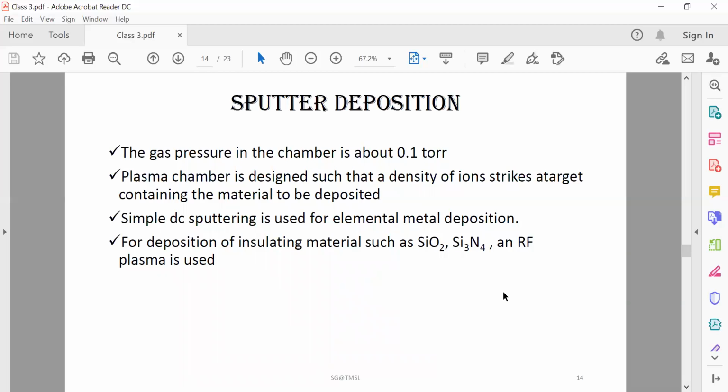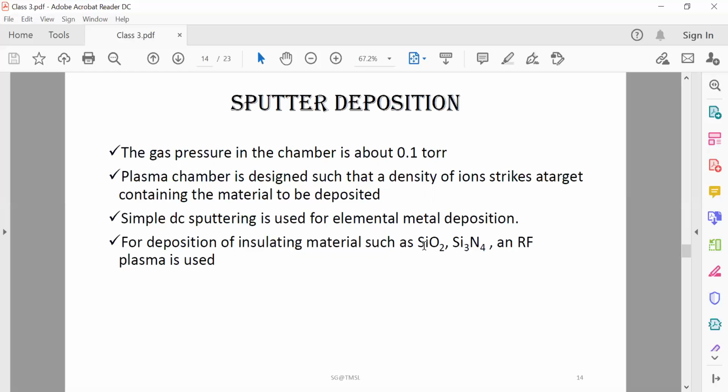Now these are some of the points I just mentioned here. The gas pressure in the chamber is about 0.1 torr. Okay, the plasma chamber is designed such that a high density of ions strikes a target containing the material to be deposited. Now, simple DC sputtering is used for elemental metal deposition, and RF plasma is used for deposition of insulating materials such as silicon dioxide and silicon nitride, because a metal can be used as a cathode.